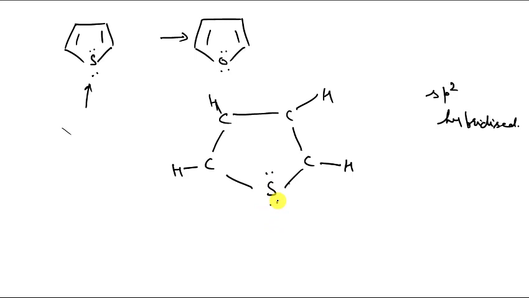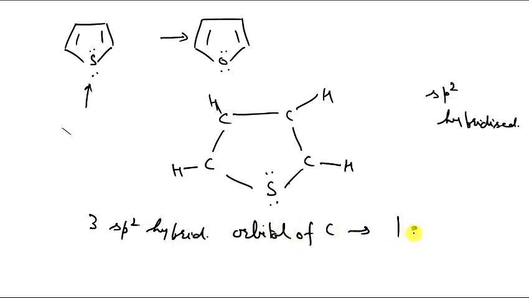Now again for sp2, I will just highlight. The 3 sp2 hybrid orbitals of carbon contain 1 electron each, which they utilize for the formation of sigma bonds. So sigma bond, sigma bond, sigma bond. You can see each carbon is forming 3 sigma bonds, and for that it is utilizing its sp2 hybrid orbitals.